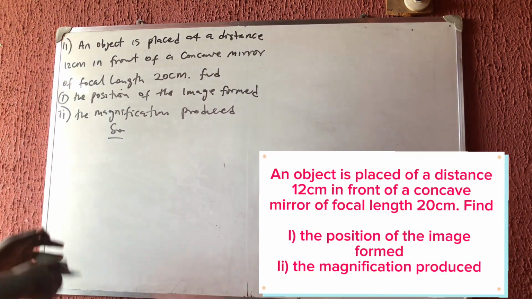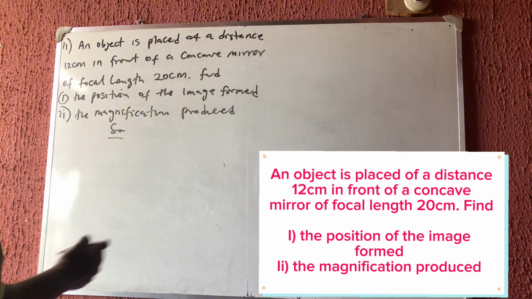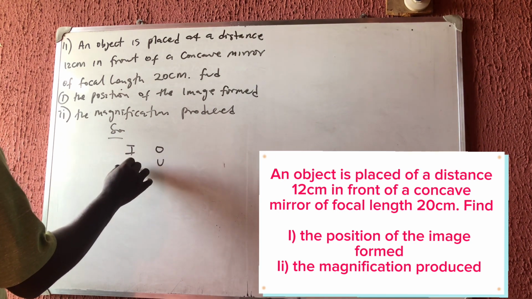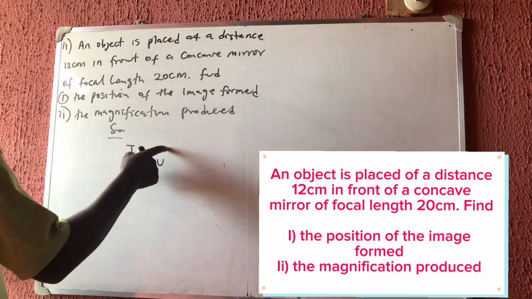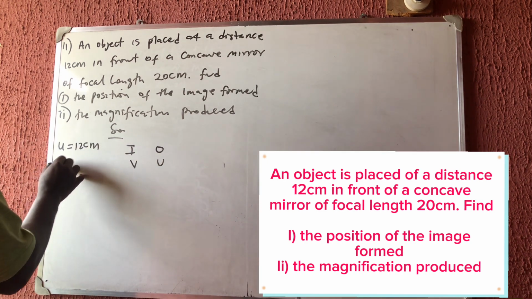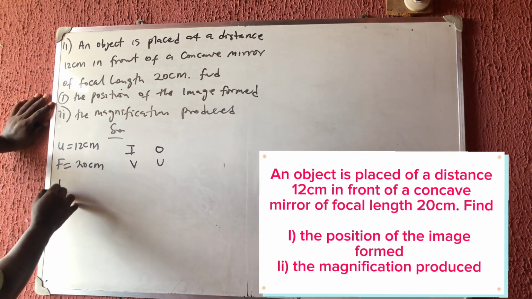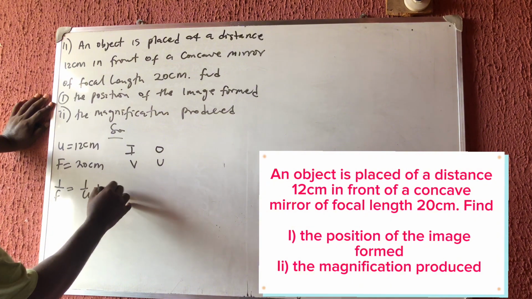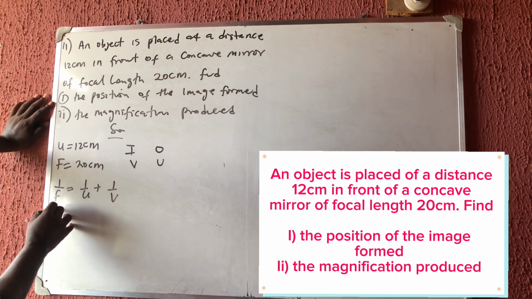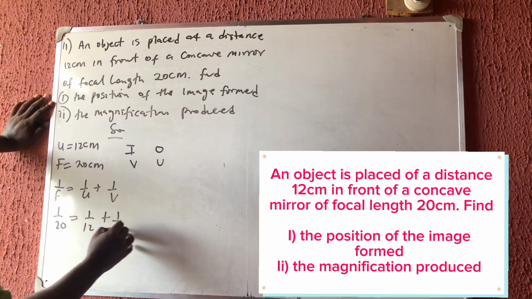Solution. They say an object is placed at a distance 12 cm in front of the mirror. You should know that I comes before O, so U will come before V. They say object, so they gave us U. The U they gave us is 12 cm. They gave us the focal length as 20 cm. So I know that 1 over F is equal to 1 over U plus 1 over V. They're asking us for the image position, that is V. So 1 over 20 is equal to 1 over 12 plus 1 over V.